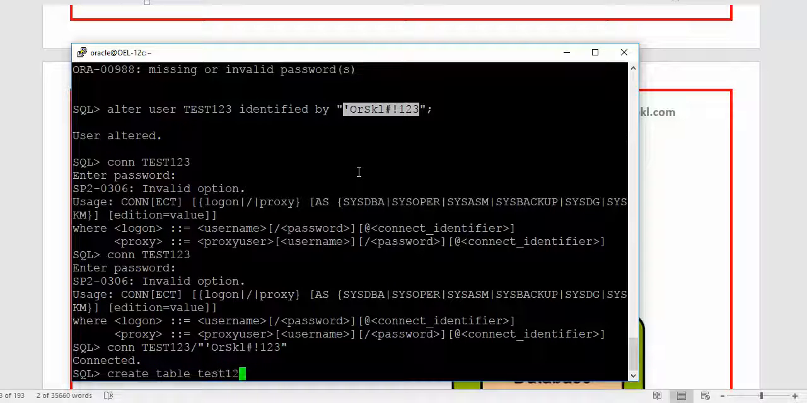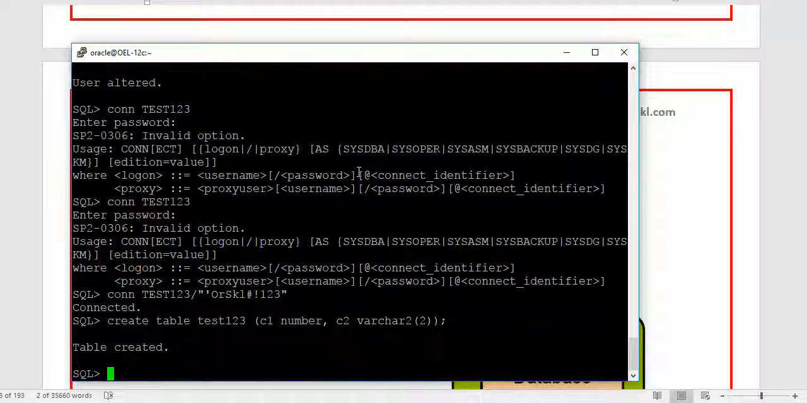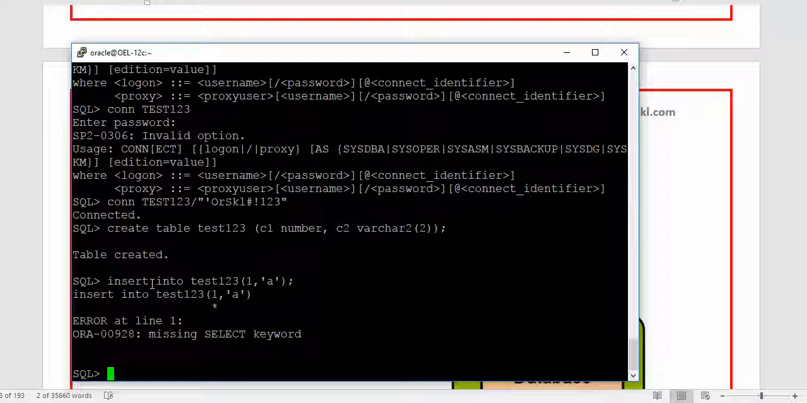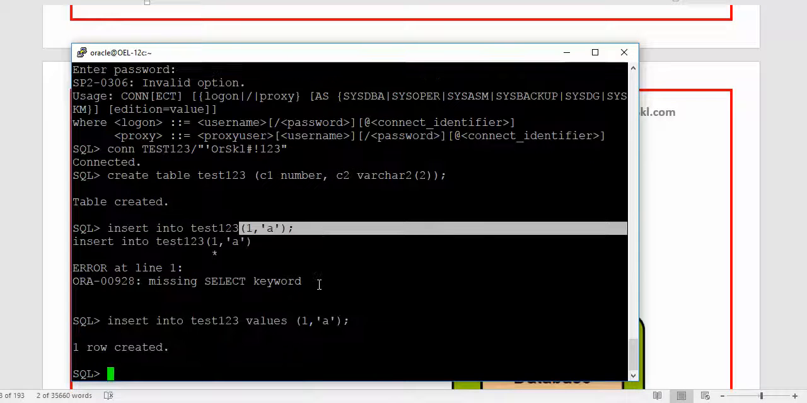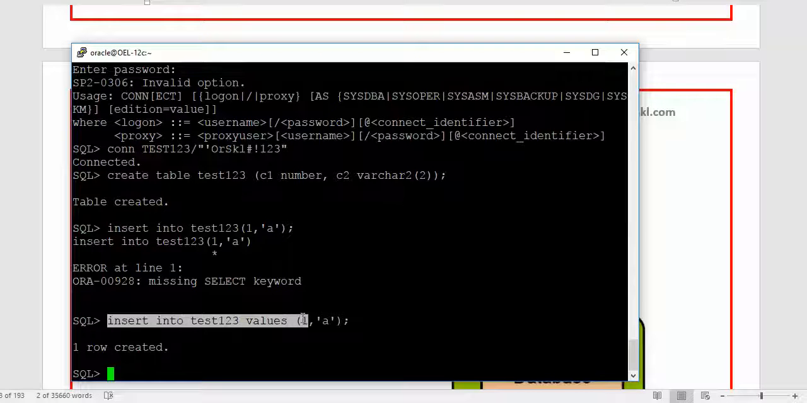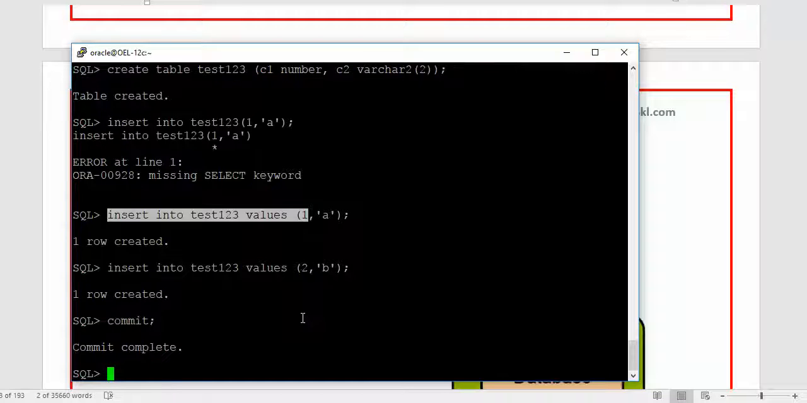Create table test123 with c1 number, c2 varchar2(2), and I'll insert the data. Insert into test123 values 1, a. Values was missing. Done, and then again I'll insert another row. I'll take a simple flashback example, and that will help you understand. Now there is a commit. Because of the commit, the data is available in the table.